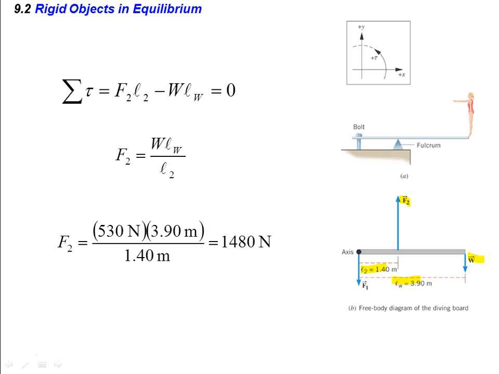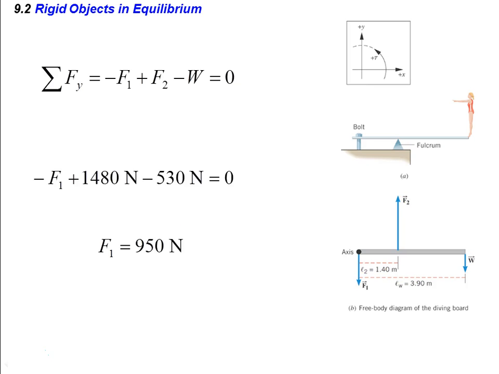And so we can set this equation equal to zero, solve for F2, and we find that F2 is 1480 newtons. Now that we know F2, we can go back to that equation that we mentioned before, saying that the upward forces minus the downward forces has to equal zero, plug in what we have, and we can find our final unknown, the force of the bolt, to be 950 newtons.